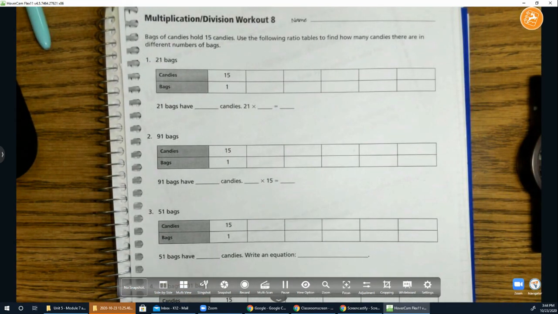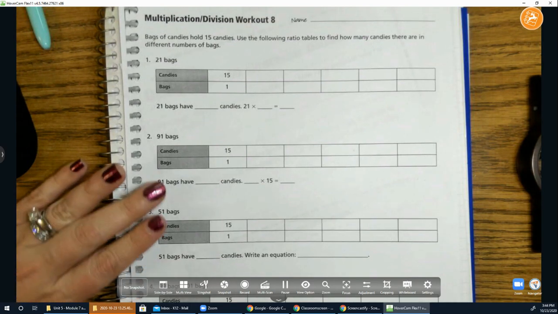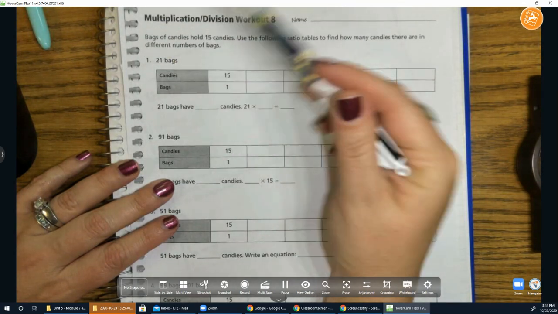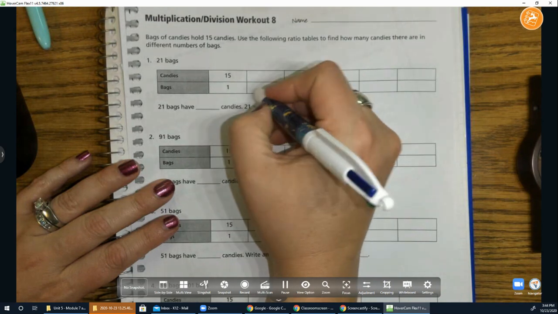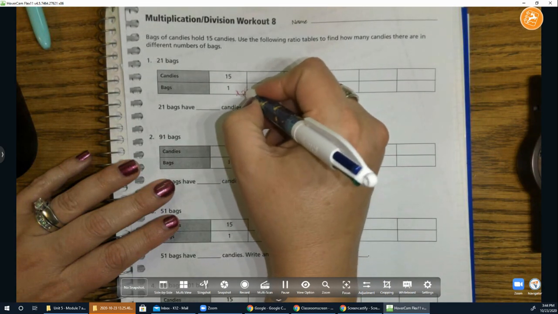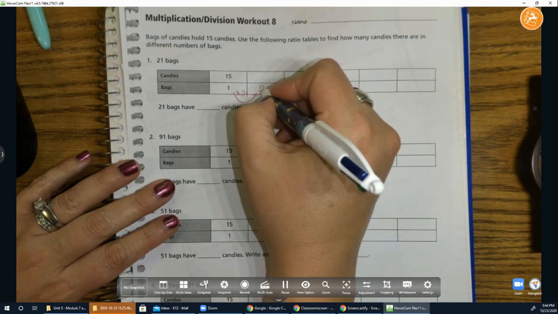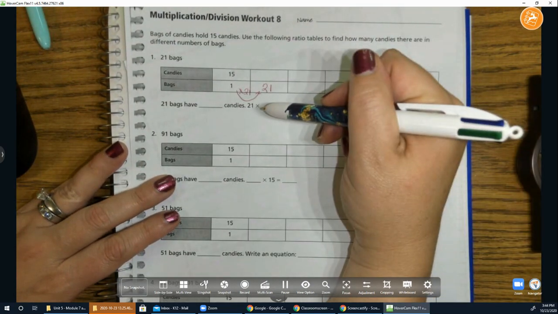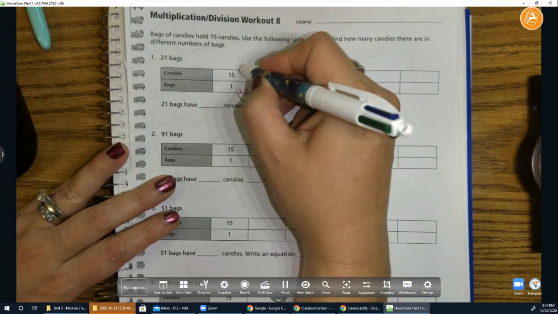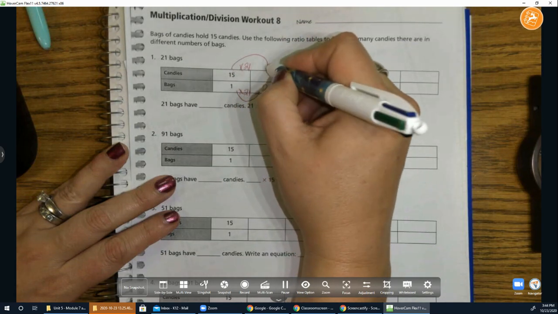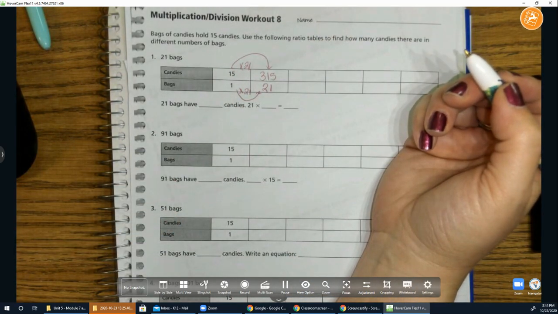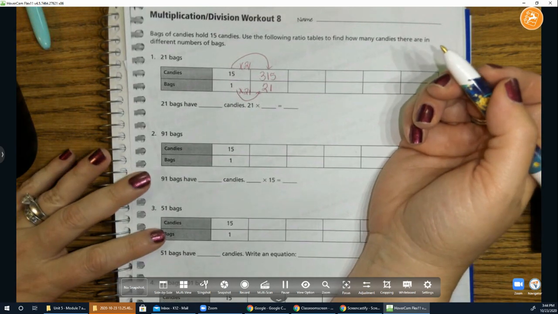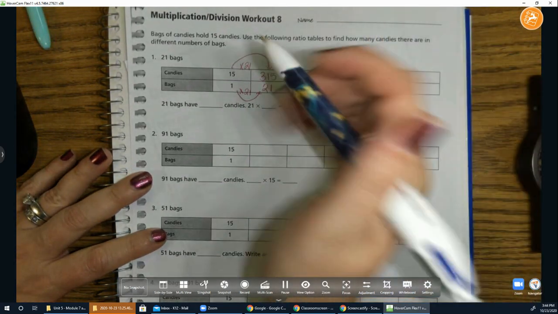I want you to figure out which one works best for you because things work differently for different people. So we need to find 21 bags. Well, I know one bag has 15 candies, and I need to get to 21. If I take 1 and times it by 21, I get 21. And what I do to the bottom, I have to do to the top. So 15 times 21 gives me 315. So there's 315 candies in 21 bags.